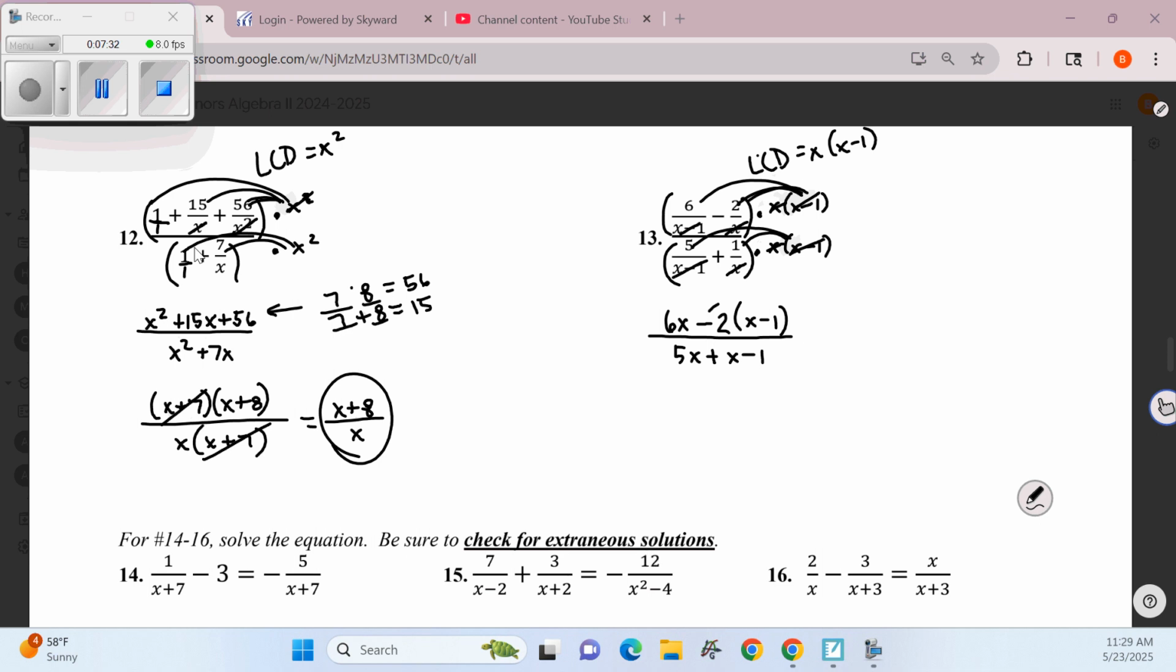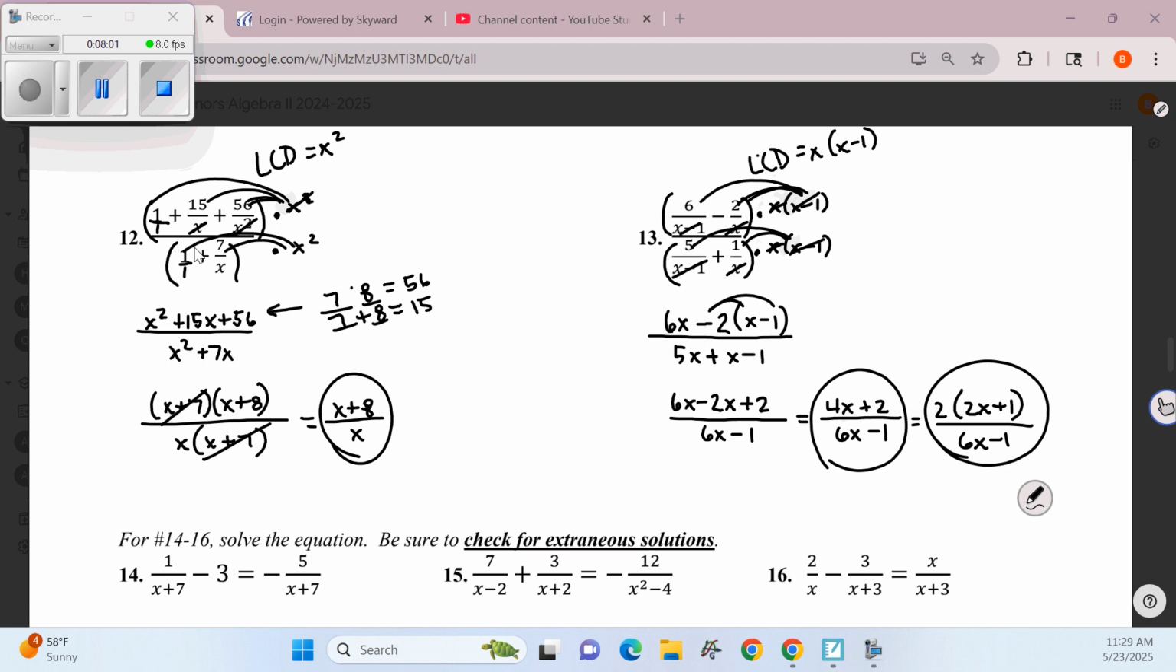So let's start cleaning this up, distributing through the negative 2 in the numerator. We end up with 6x minus 2x plus 2, all over, combining like terms, we've got a 6x minus 1. If we combine like terms, we end up with 4x plus 2, all over 6x minus 1. And while you could take out a 2 in the numerator, I'm not sure that that helps us at all. It's not going to make any of the factors cancel. So either one of these would be okay answers here.